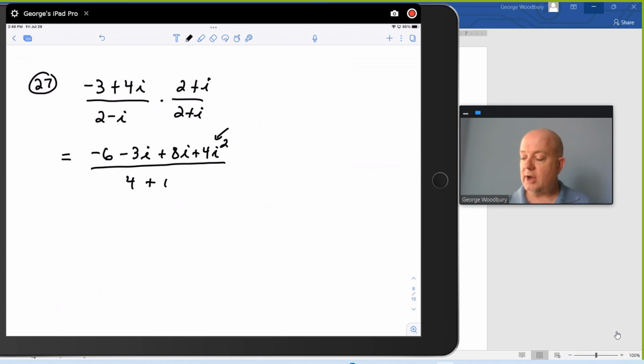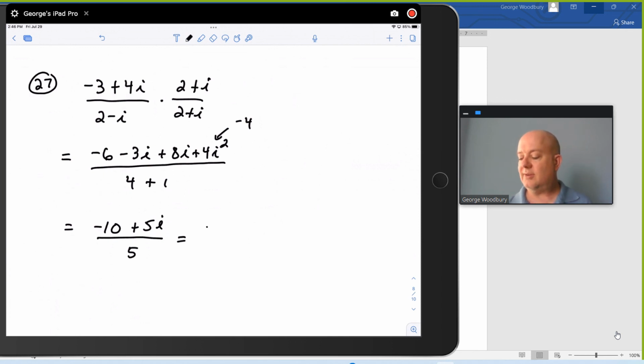Remember that this 4i squared is really the same as negative 4. So in the numerator, there's a negative 6 and negative 4 to combine, that's negative 10. Negative 3i plus 8i is plus 5i. In the denominator, 4 plus 1 is 5. And again, just to show you there's more than one way to do this, I'm going to split this into 2 fractions and then simplify each one.